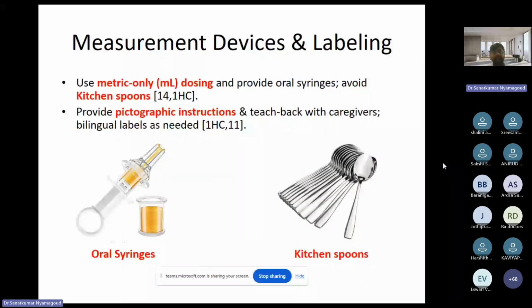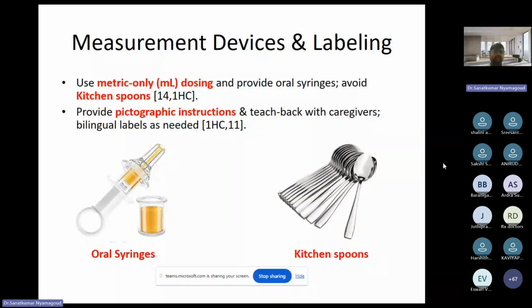We have different measurement devices available to us. As I discussed, metric only. Metric is all about ml dosing. They provide it. Also, we have some orange syringes, but we should always avoid kitchen spoons. To help you understand, I have given both the images. Kitchen spoons you know, but many times we pour syrup into a kitchen spoon and try to give it to the baby, to children. So it is not a routine practice to follow. And we have some oral syringes available in the market.